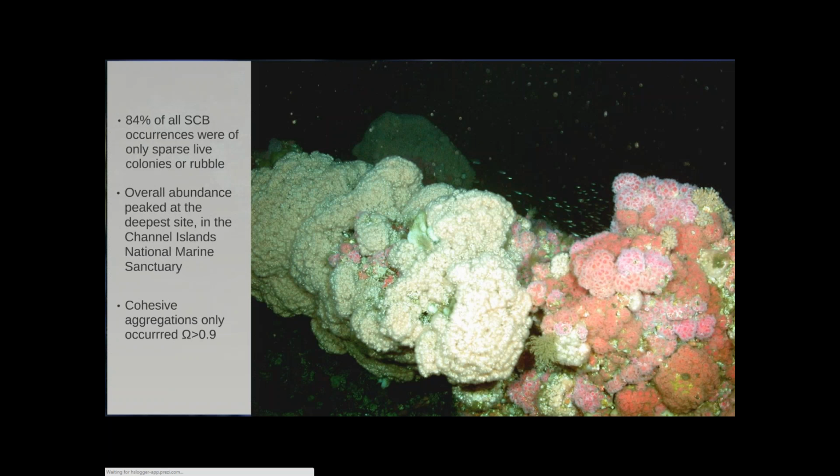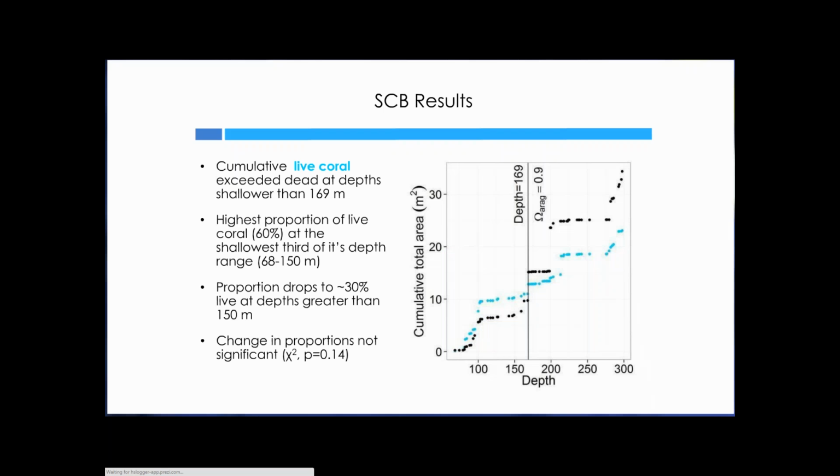So in analysis of the whole Bight, taking into account coral health, we see that cumulative live coral exceeded dead only at depths shallower than 169 meters, or above the aragonite saturation state of 0.9. In the shallowest third of the depth range, coral cover was 60% live, dropping to near 30% for the deepest 2/3 of the depth range.